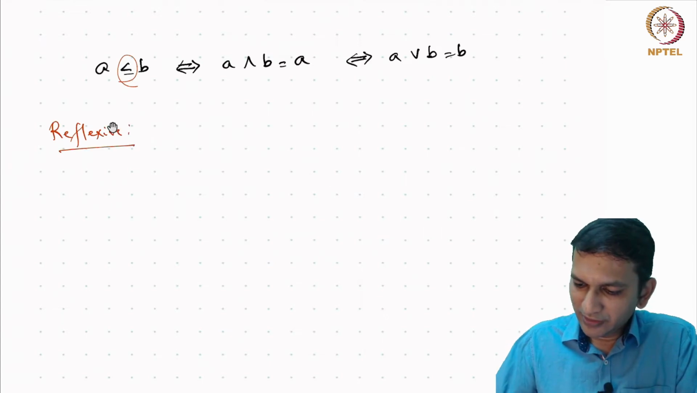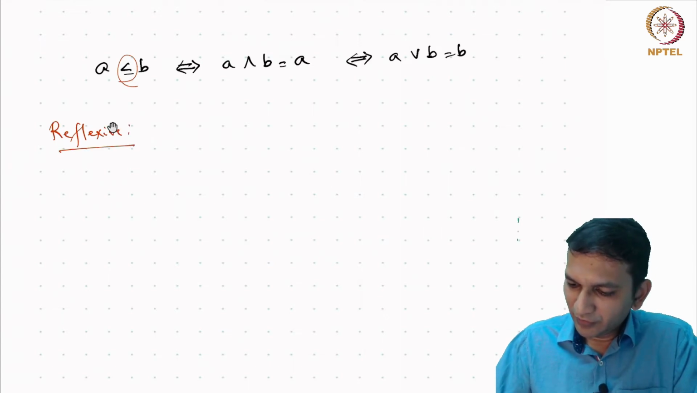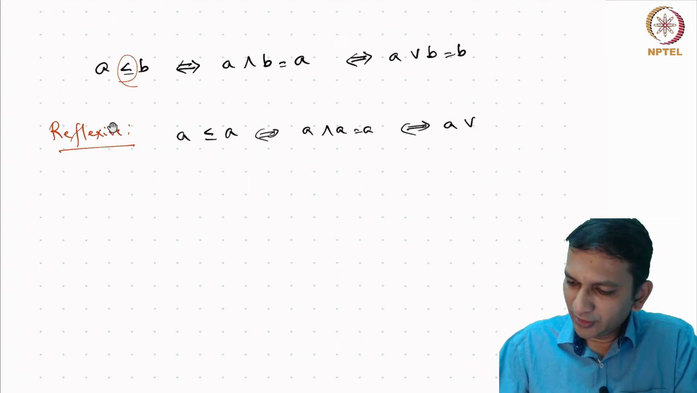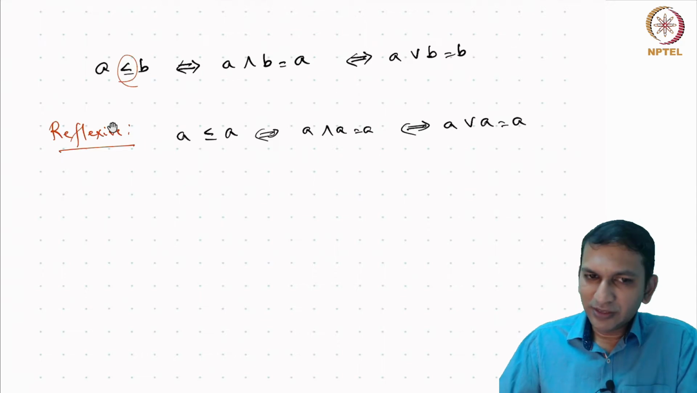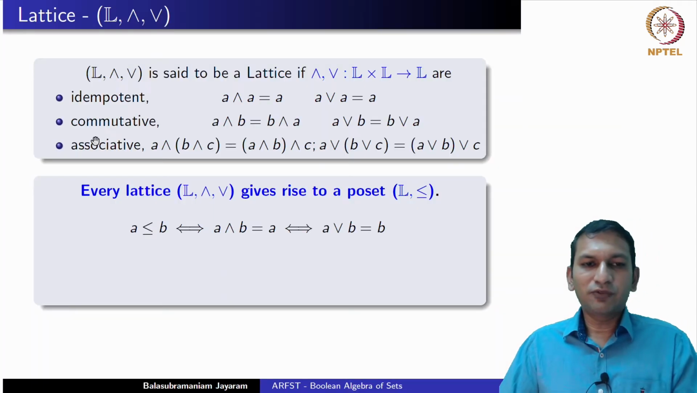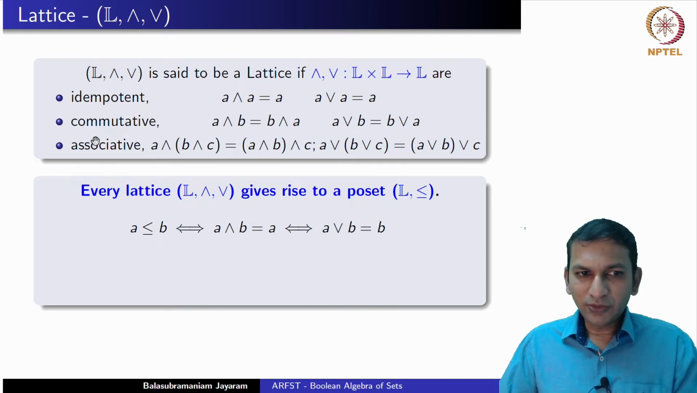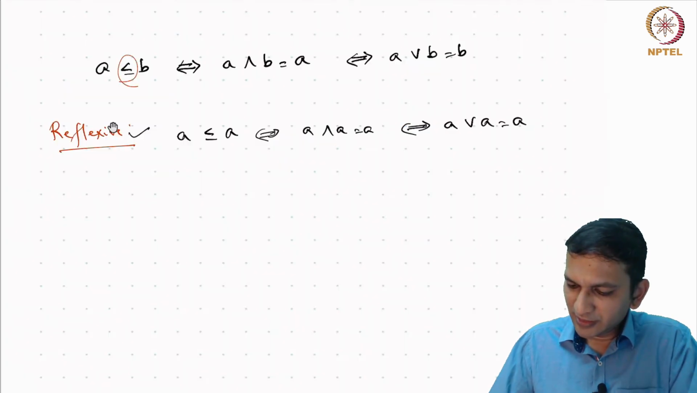Now, if it were to be reflexive, we want that for every A, A should be less than or equal to A. Now, what does this mean? From the definition, we see that this means A meet A should be A. Also, A join A should be A. But we know this from the idempotence of these two operations. So it is reflexive.